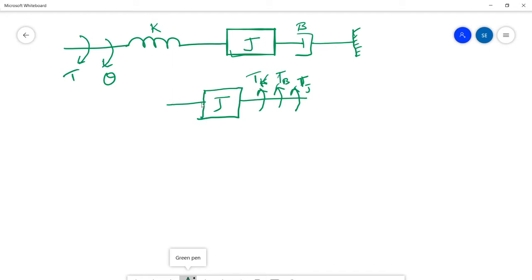These are the torques acting on the system. What are the opposing forces? The applied torque T is in the direction of angular displacement theta, and the reaction torques are Tk, Tb, sorry, I'll just represent it.